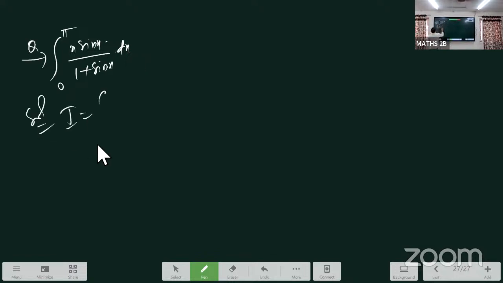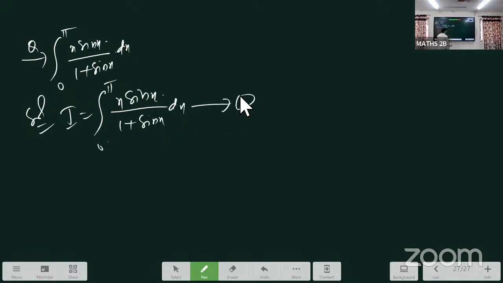Integration of 0 to pi, evaluate x sin x by 1 plus sin x dx. Evaluate 0 to pi, x sin x by 1 plus sin x dx. Solution: I is equal to the integral from 0 to pi of x sin x by 1 plus sin x dx. We will put this as one equation.